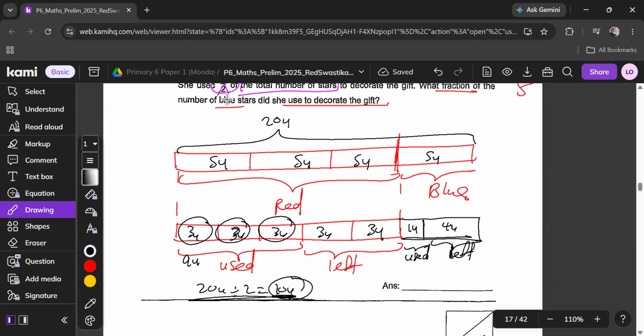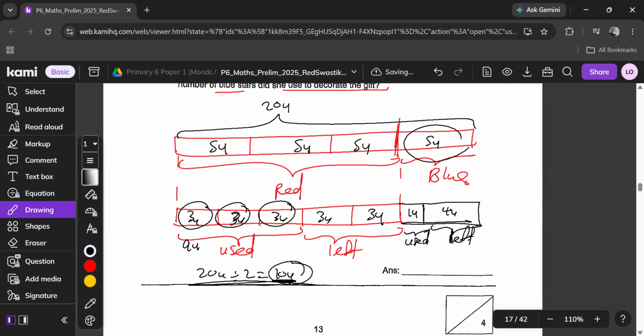What fraction of the blue stars? Look at your model. Blue star, 5. And how many did she use? 1. So 1/5. So she used 1/5 of the blue stars.